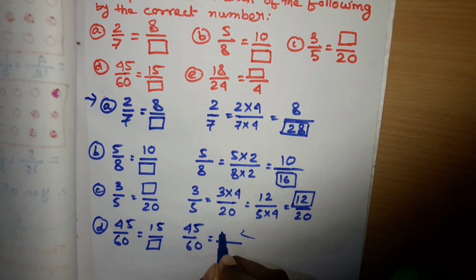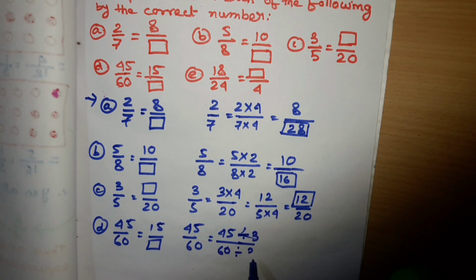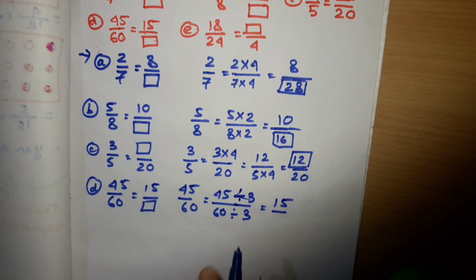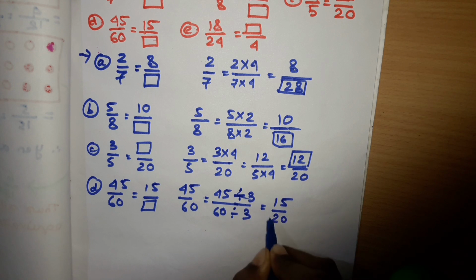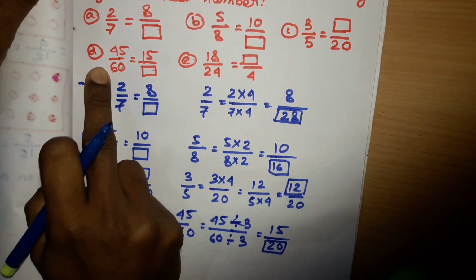If I divide 45 by the number 3, I have to divide the denominator 60 by 3. So if I divide 45 by 3, I'll get 15. If I divide 60 by 3, I'll get 20. So what is the answer in the blank box? My answer will be 20. This is my answer in number D.